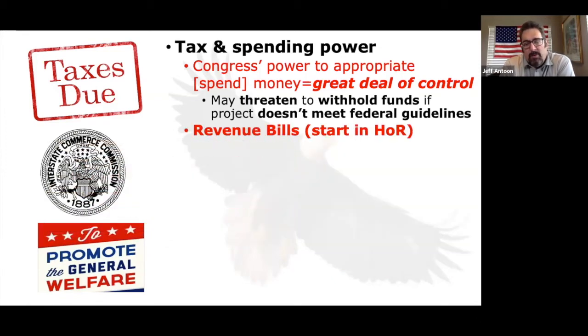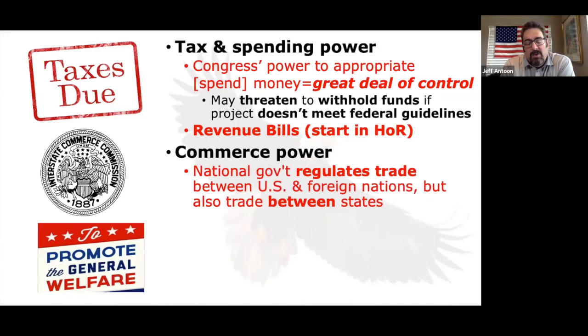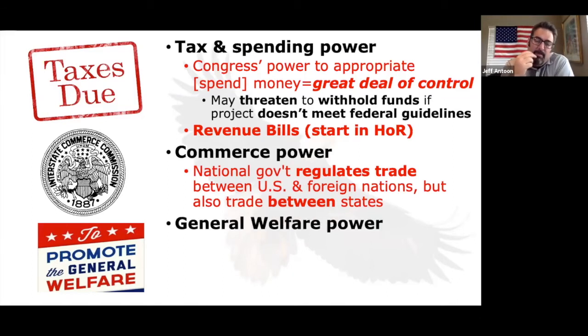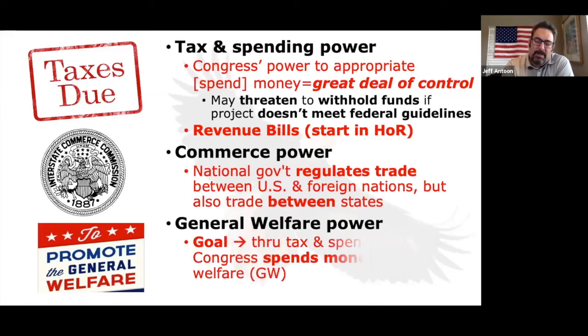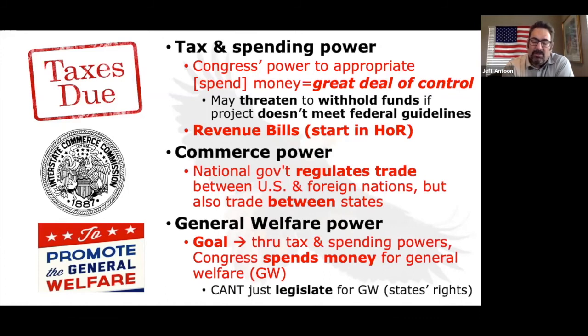Revenue bills, anytime you want to raise money, always start in the House of Representatives. Just a quick term that'll be on your test. It's from the textbook as well. The commerce power: the national government regulates trade, especially between us and foreign nations and between states as well. And then the basic premise to promote the general welfare from the preamble of the Constitution. This is simply saying through tax and spend, Congress can use that money for the general welfare of people, but they cannot make a law on the general welfare.